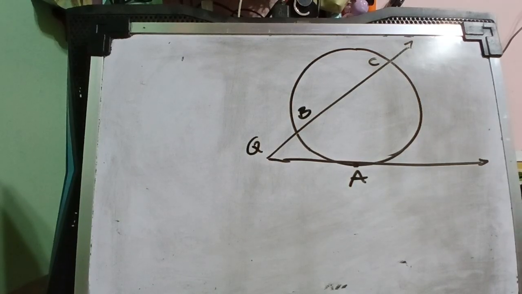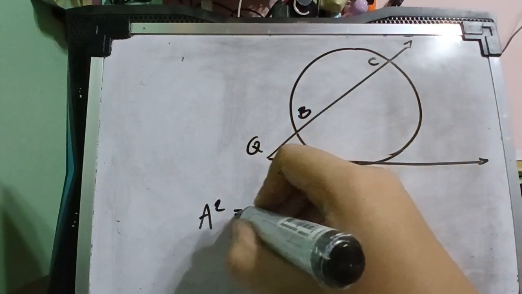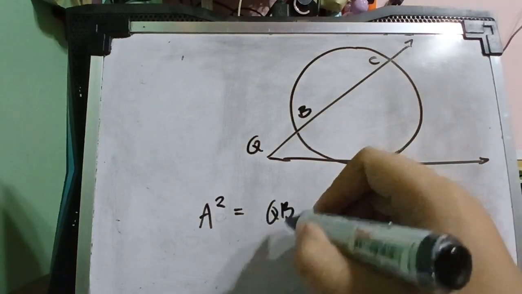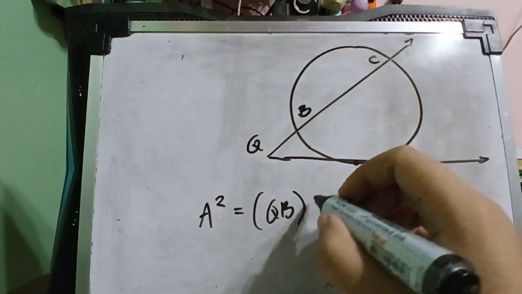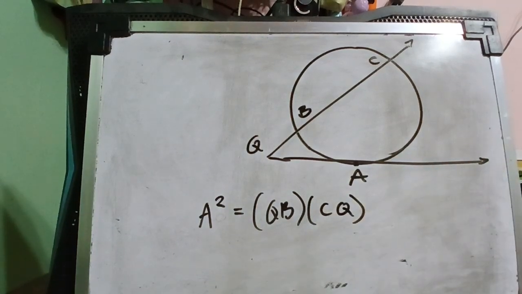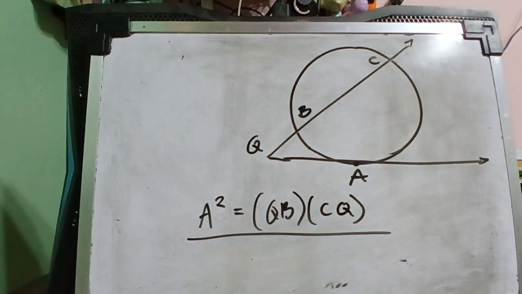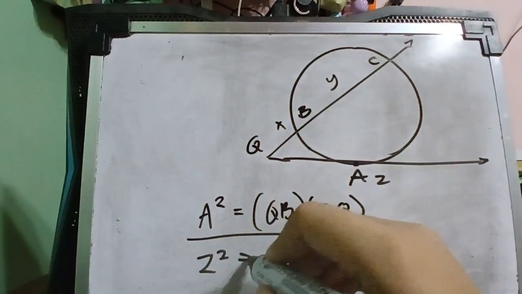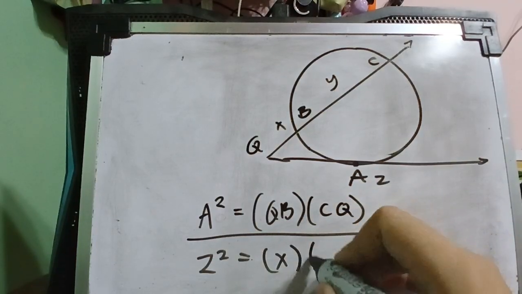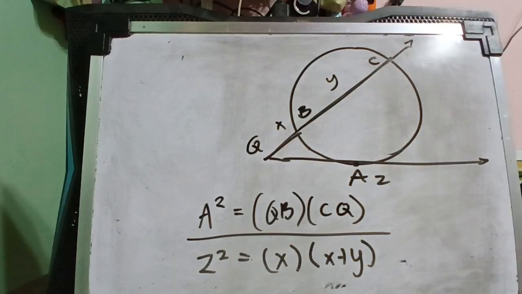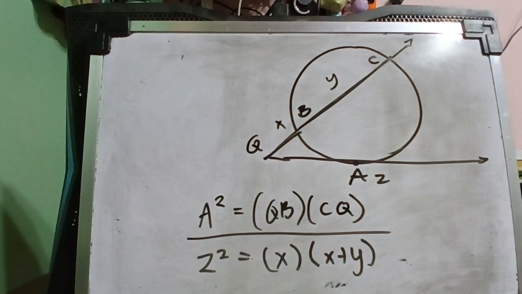The square of the tangent, so in a squared, that's the tangent. The square of the tangent is congruent, or equal, to the product of the external part of the secant, which is QB, and the whole secant itself, so CQ. That's our formula. Basically, if this is x, this is y, and this is z, then z squared is equal to x multiplied by x plus y, because that's the value of the whole secant segment, or secant line. So, that's all.